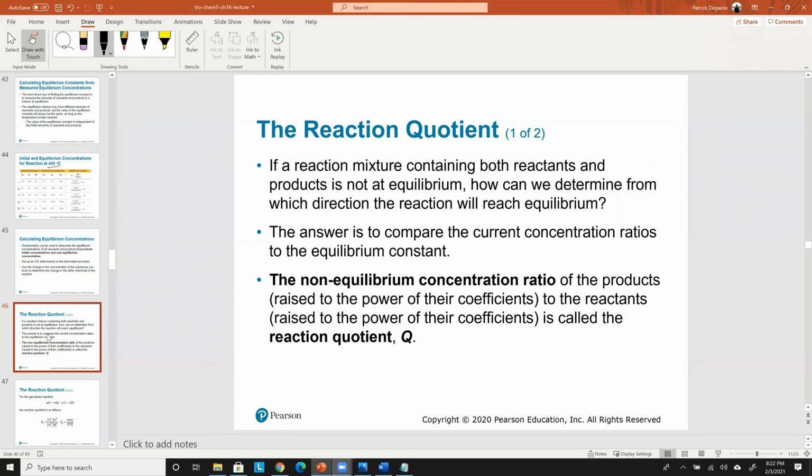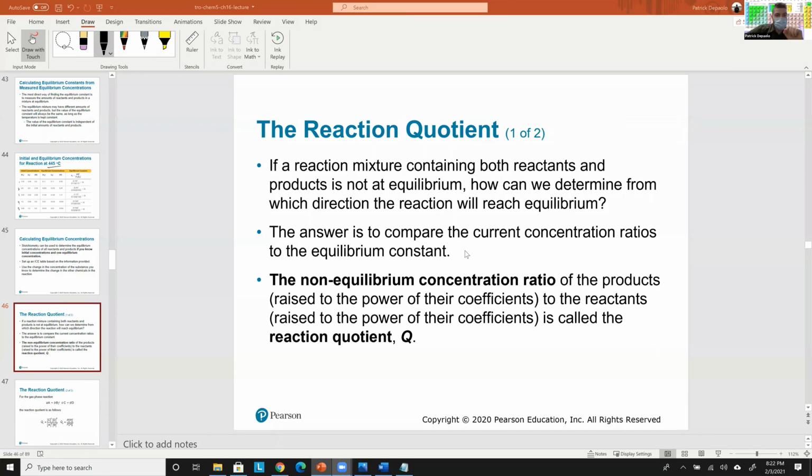If you keep this in mind, this concept is the main concept for chapter 16: at equilibrium, you have a specific ratio of concentrations that maintain the scale, that teeter-totter. That's represented by the equilibrium constant, meaning the rates are the same going forward and backward.